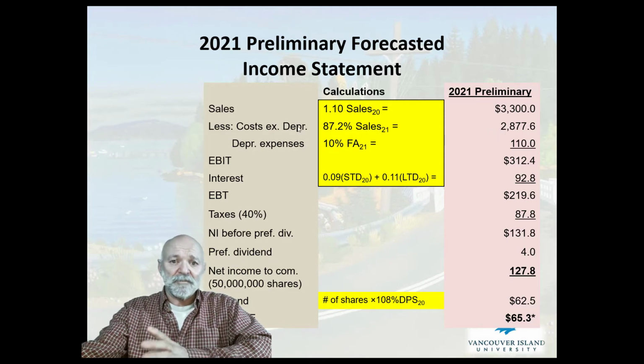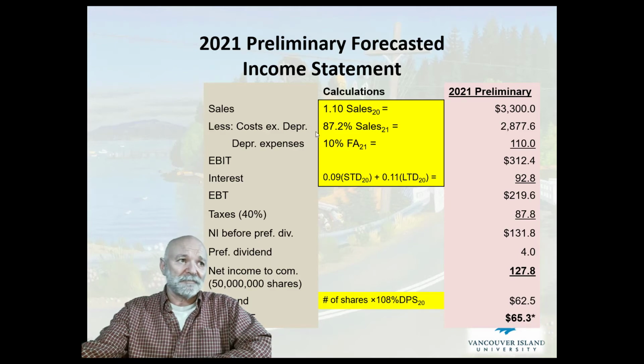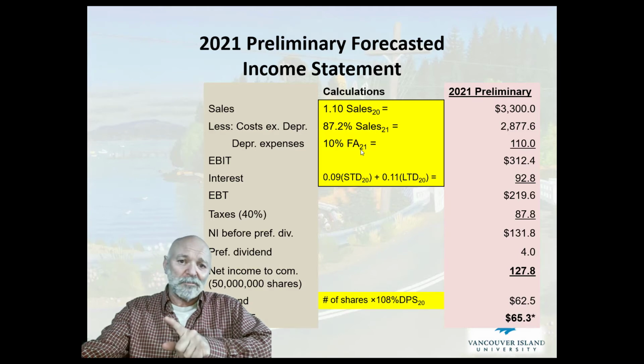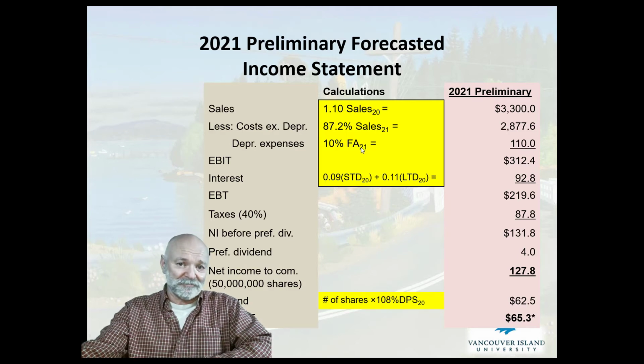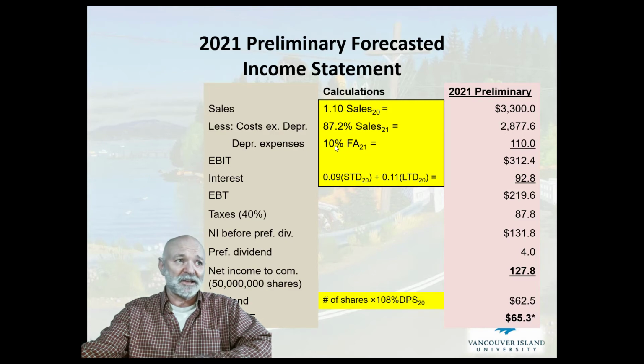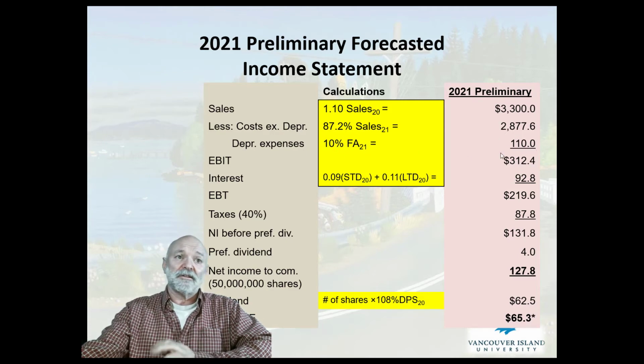Depreciation expense, well, we get that by taking a look at the fixed assets in the balance sheet. And I'll show you those in a moment. But we were forecasting to have in 2021 $1.1 million in net fixed assets, and 10% of that would be $110,000. From that, we calculate our operating profit of $312 million.